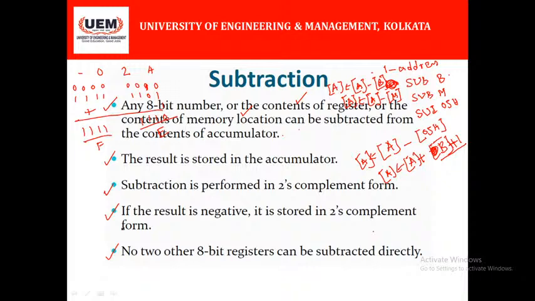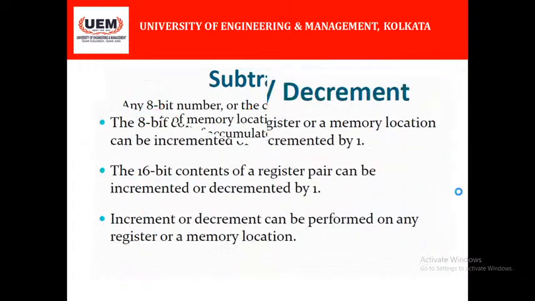No two 8-bit registers can be subtracted directly. SUB B, C, that means the B register value and C register value are subtracted. This is not allowed in 8085.